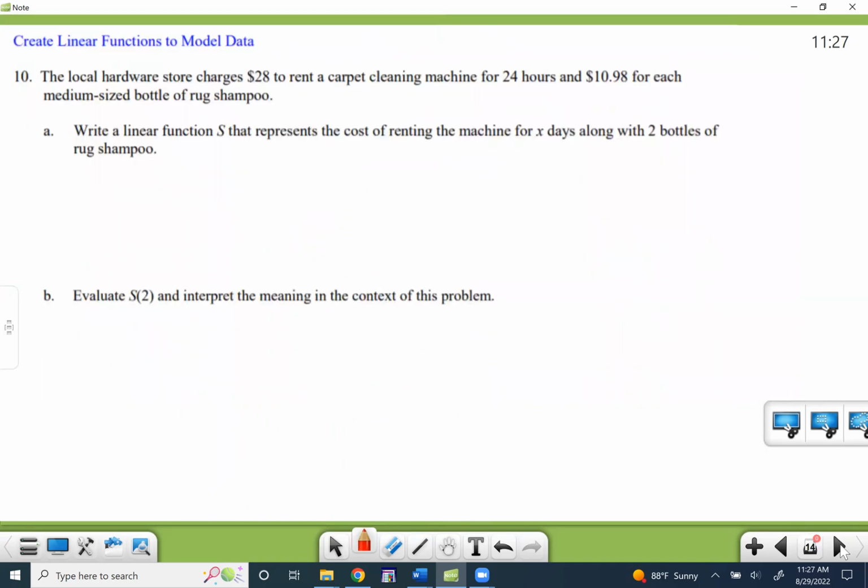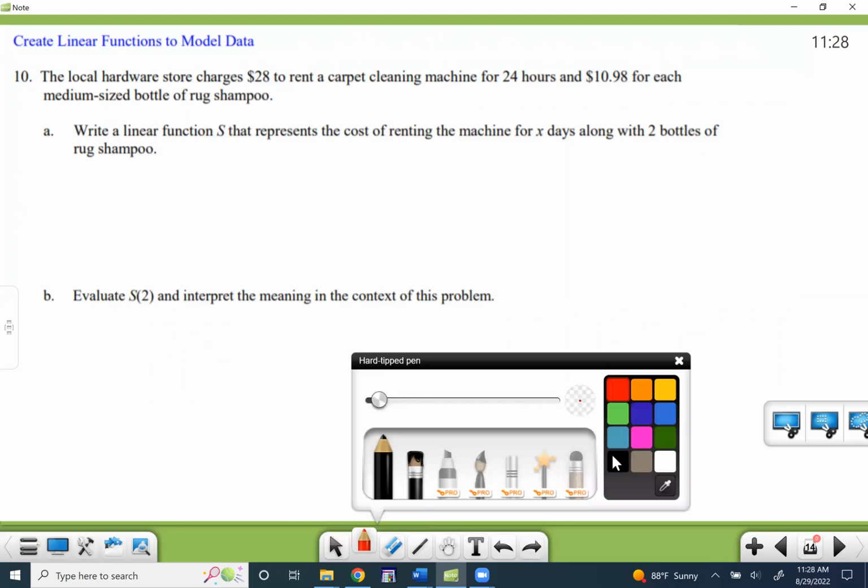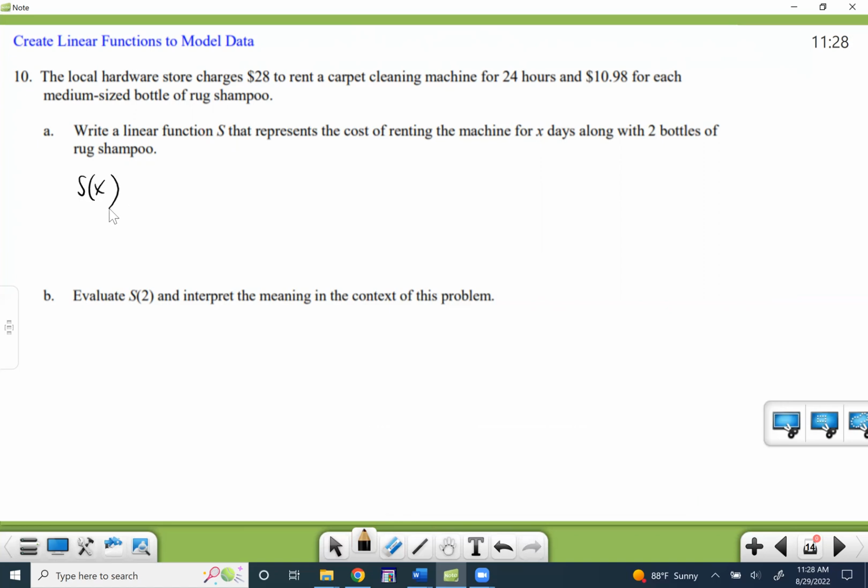Okay. All right, so let's take a look at some possible word problems here. The local hardware store charges $28 to rent a carpet cleaning machine for 24 hours and $10.98 for each medium-sized bottle of rug shampoo. Write a linear function S that represents the cost of renting the machine for X days along with 2 bottles of rug shampoo. Okay, so they tell us our function has to be called S. So you can either write S or S of X, you might see. I'm not sure what Connect Math is going to do. Both are acceptable to me, S or S of X, okay?